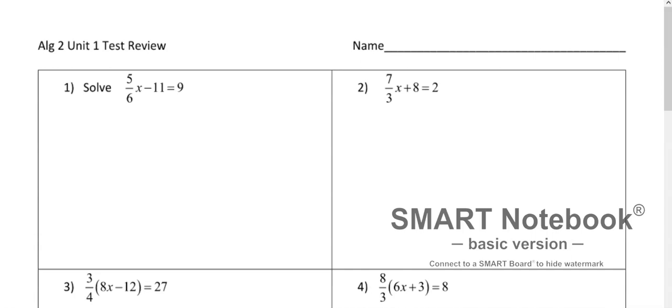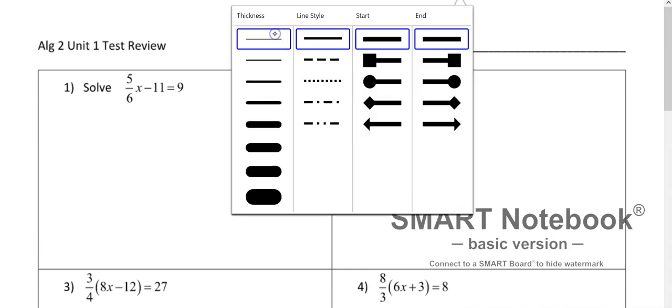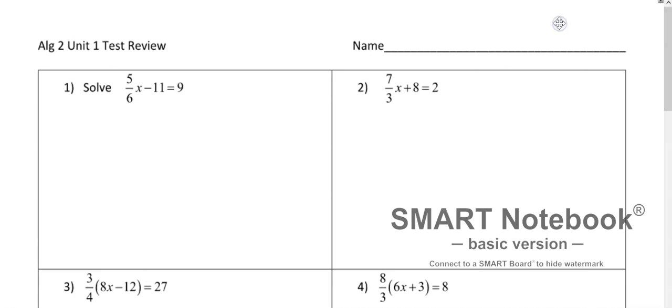All right, so Unit 1 review. Number 1, we have our x. It's being multiplied by a fraction and subtracted by 11. We need to get rid of the 11 first, so we're going to add 11 to both sides.